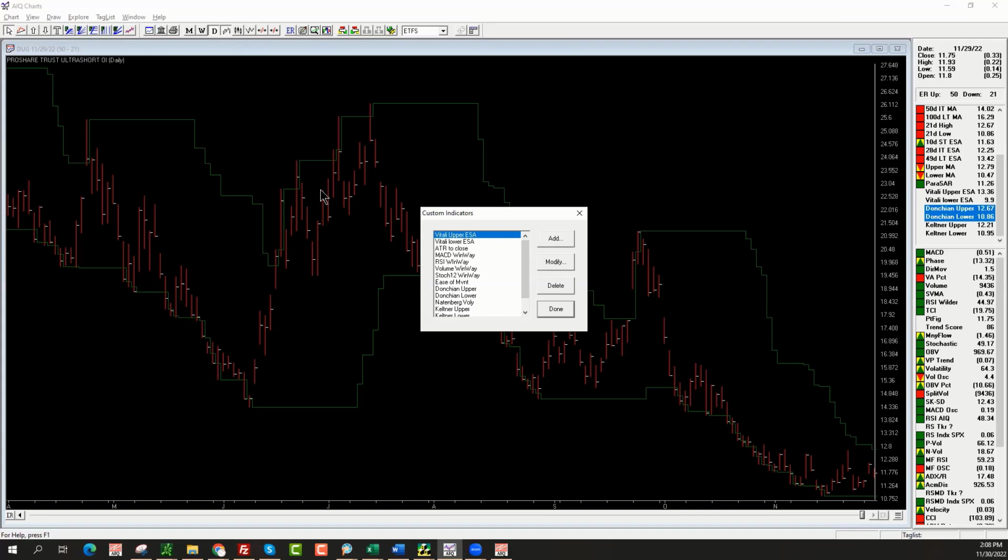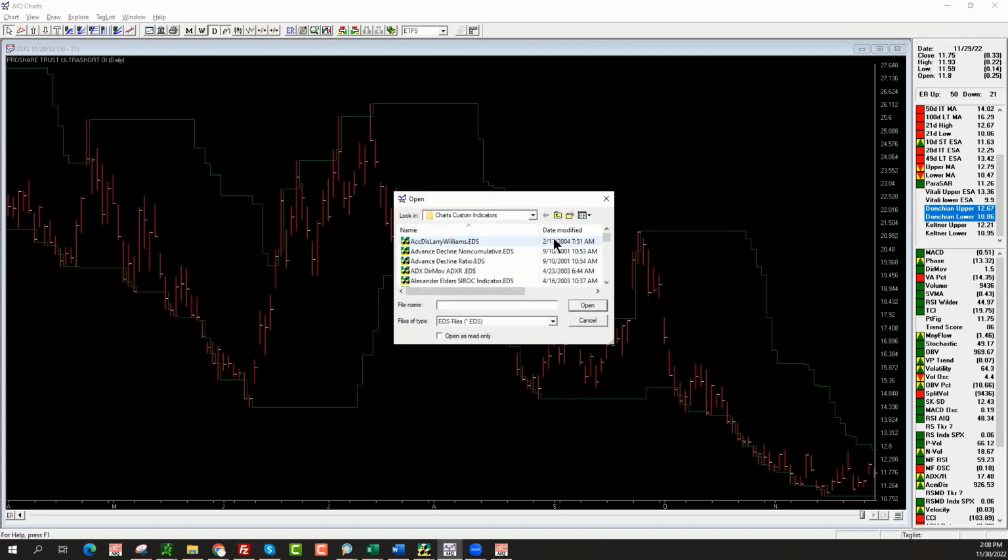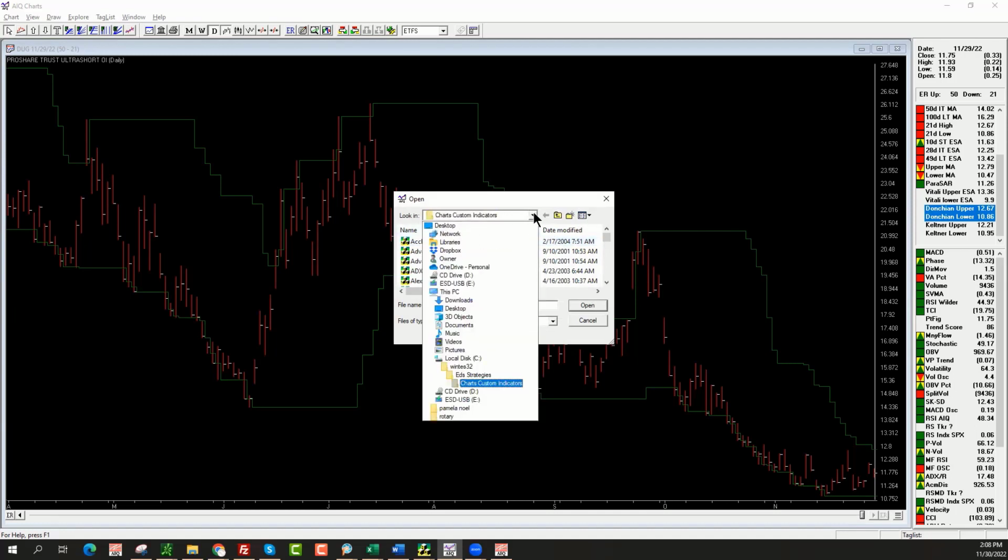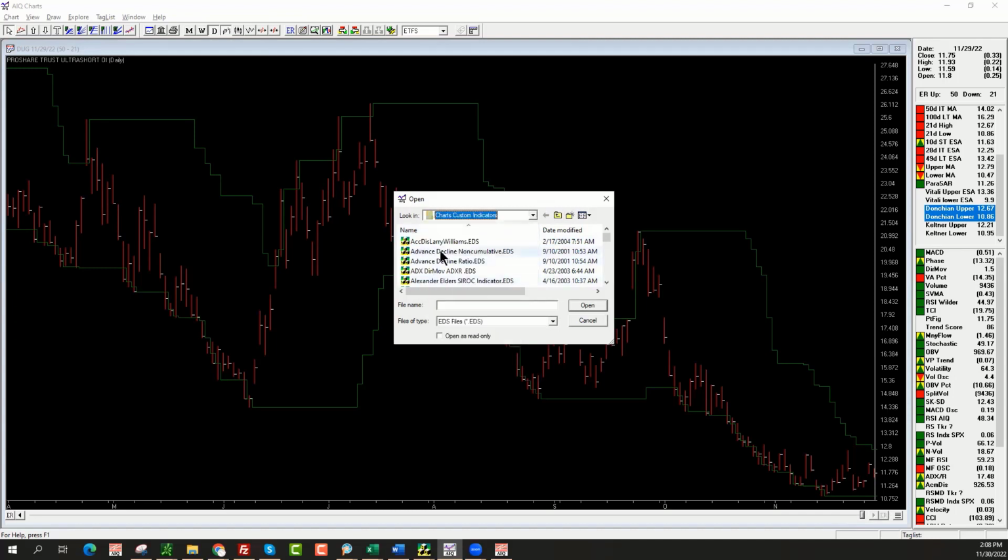The way that you add a custom indicator is by simply clicking on the add button here, and it will send you straight to where you need to go and look for it. Remember, we looked in WinTest 3.2, EDS strategies, custom chart custom indicators. So I would select whatever one I wanted to add out here. In this case, I had Donchian, and I can just add it again if I really want to. But to click on this, I click open.